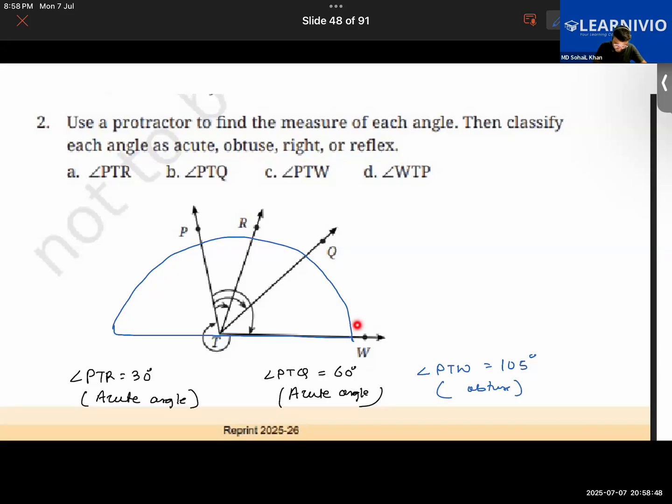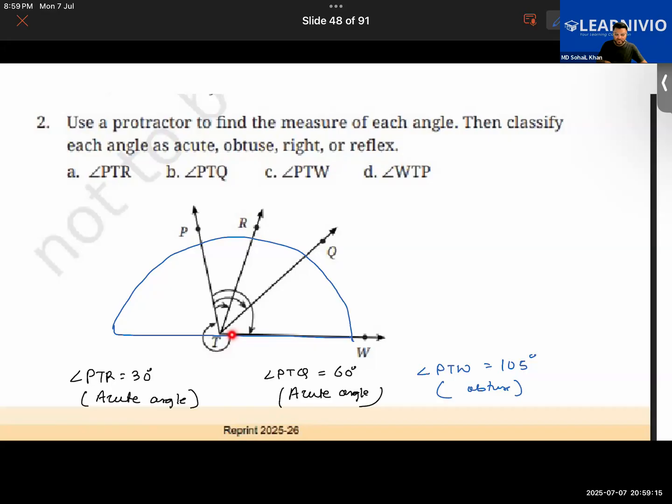Now, sorry, WTP is already written. PTW or WTP, it's the same thing, right? Now, if you talk about this angle, WTP here, WTP is basically talking about this one over here. See, this one. So how much will be the measurement of this angle? So how do we find that?